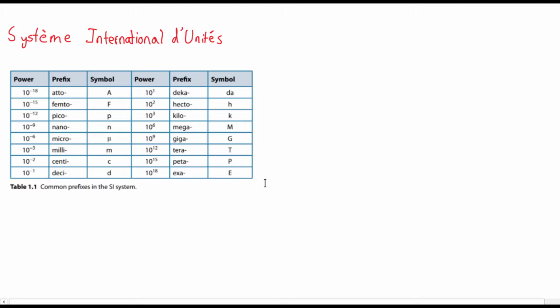Now, as I said, who exactly defines what are the fundamental units and what are the fundamental quantities? That is the SI, or this, which I have not learned enough French to pronounce. But this body of experts and scientists decide these rules so that there's a convention everyone can follow. And another thing they decide is some common prefixes.